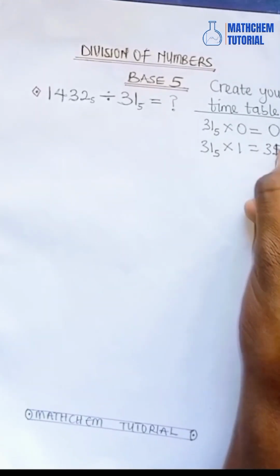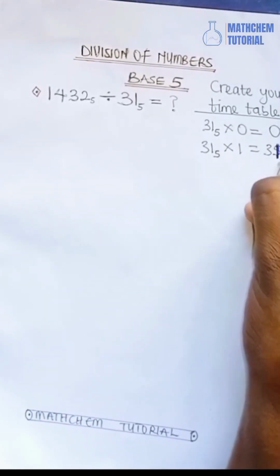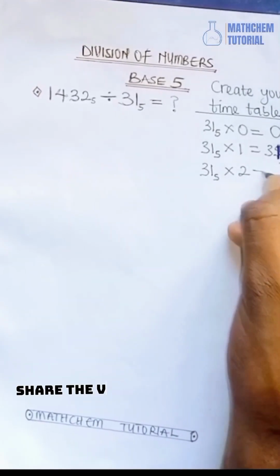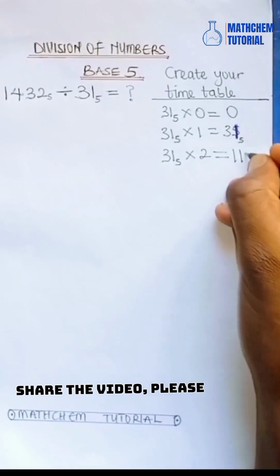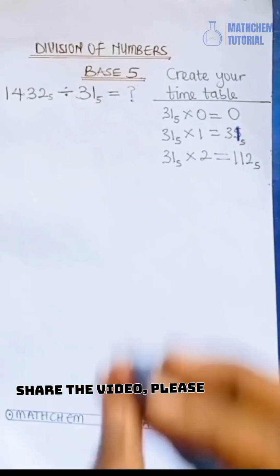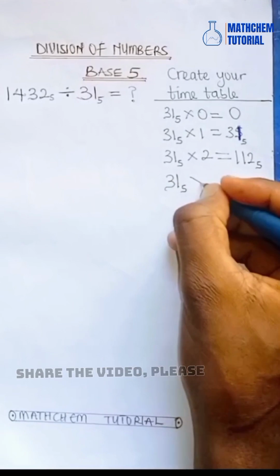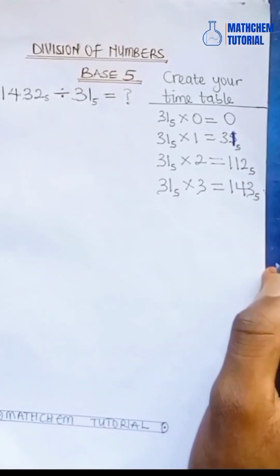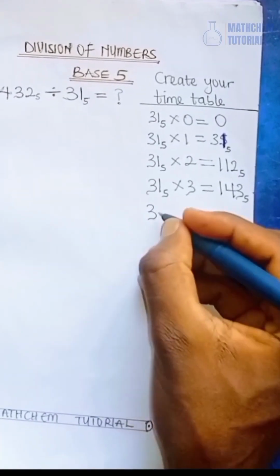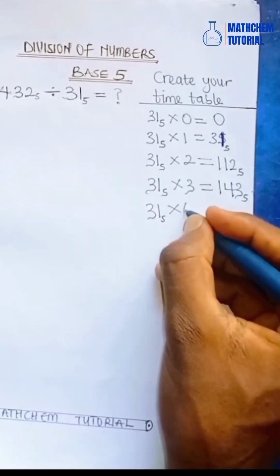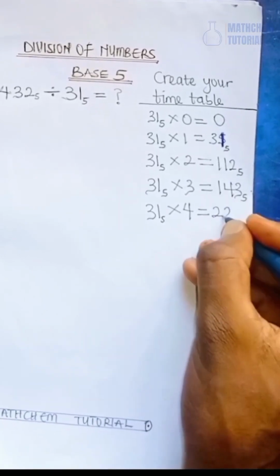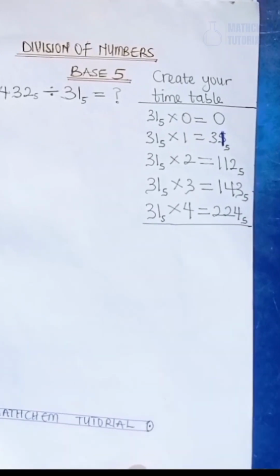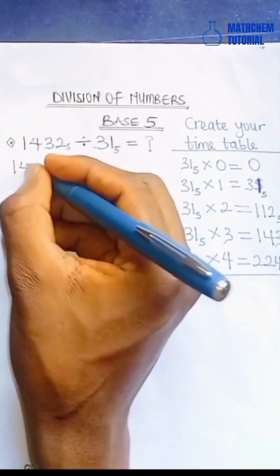31 base 5 times 0 gives 0. 31 base 5 times 1 still gives 31 base 5. Then 31 base 5 times 2 gives 112 base 5. Then we go again by saying 31 base 5 times 3, and that gives 143 base 5. Then the last one is 31 base 5 times 4, so that will give us 224 base 5. So that is the table we are using for the division.